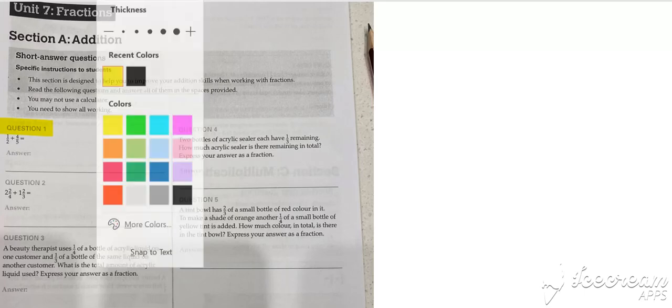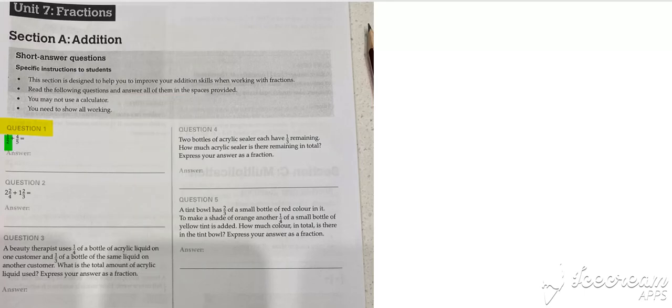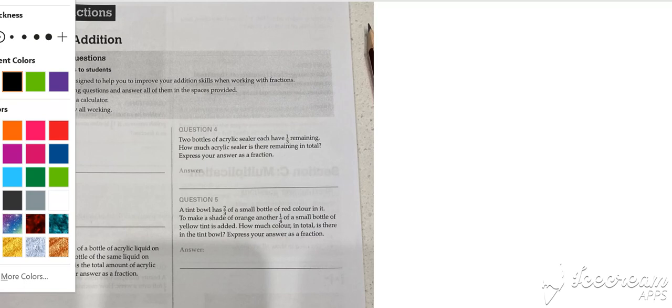Okay, so we're on Unit 7 Fractions, Section A. With this part, there's a few little bits that we need to know. So the first thing, when we do question 1, is that you need to pay attention to what the bases are. So at the moment, we can see that we've got a half, which is out of 2, and 4/5, which is out of 5.